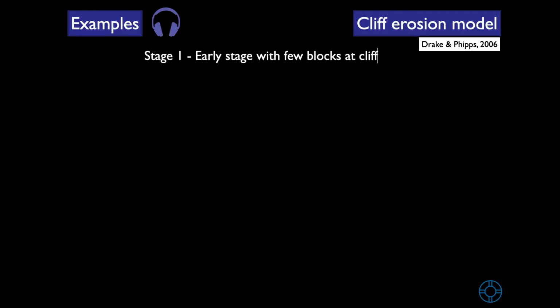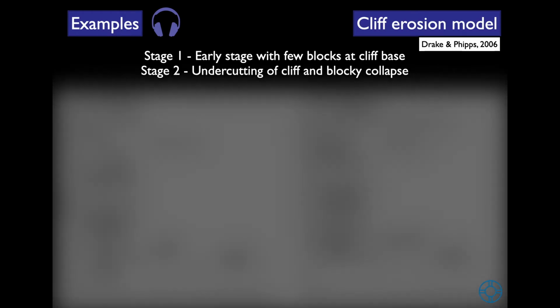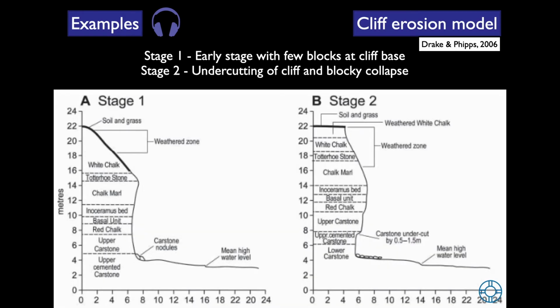In this example, we are going to see some stages of the cliff erosion model developed by Drake and Phipps in 2006. Stage 1 is an early stage with few blocks at the cliff base. Stage 2 shows the undercutting of the cliff and blocky collapse.